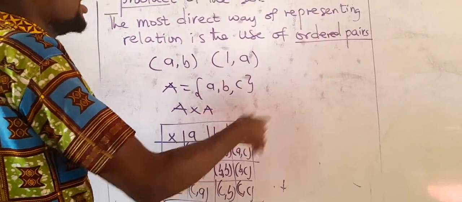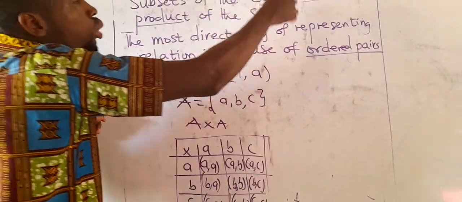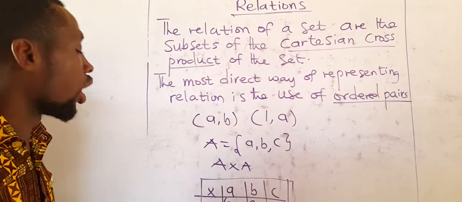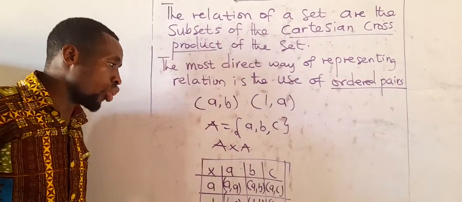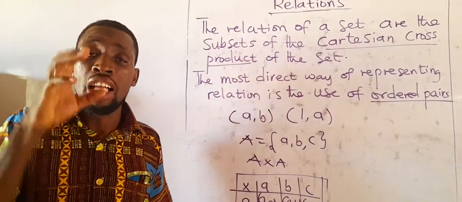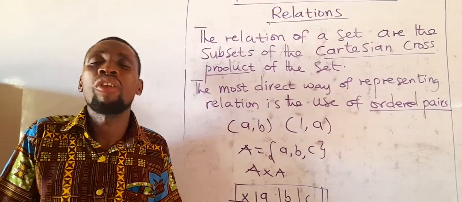All these subsets are relations of the set A. So that's what we mean by the Cartesian cross product of the set, and a relation is a subset of the Cartesian cross product of the set. I hope you understand this. The next thing we'll talk about is how to find a particular relation defined on a set.